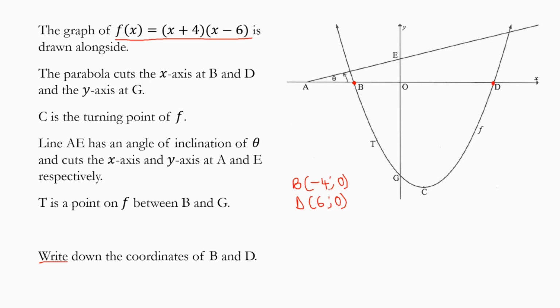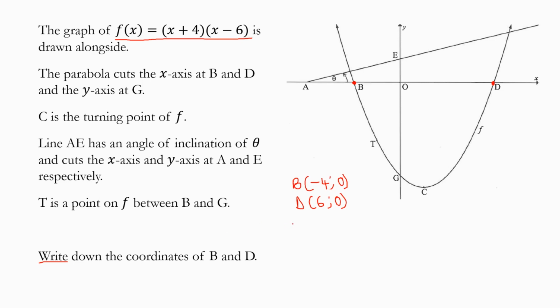Okay. Right, when you're asked to find the coordinates of points on the graph, you ask yourself, what is this point, or what are these points? So B and D are the x-intercepts of the graph. And then what do we know about the x-intercepts? Okay, we know that along the x-axis, y is equal to 0. Or to find the x-intercept, where there's y, we put 0. So that's what we just do there.